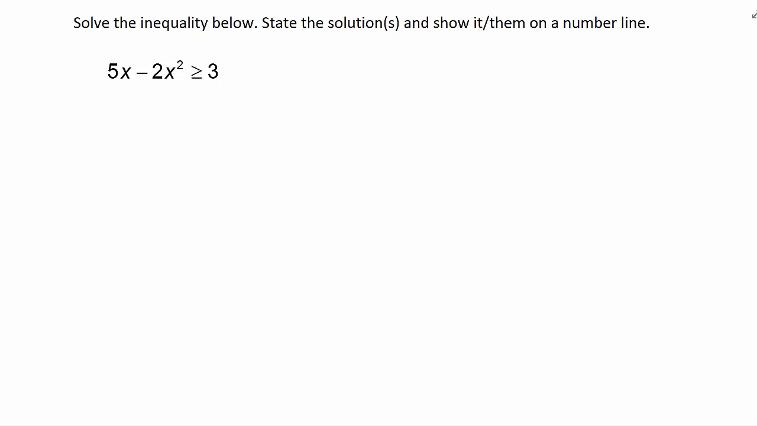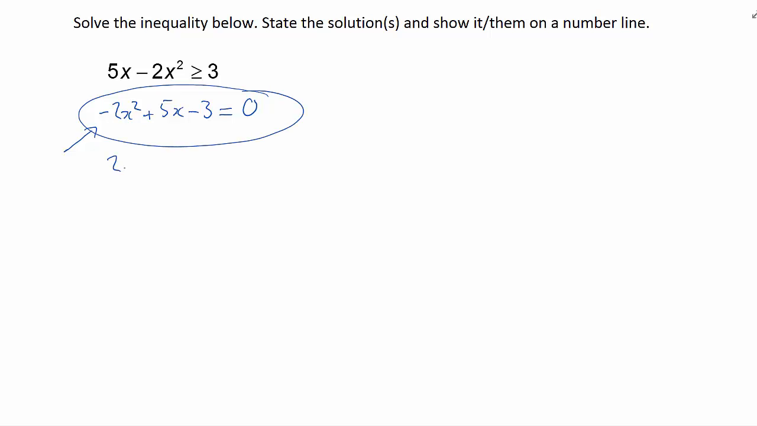So again, what I would do is just concern myself with the zeros first of all. So I would look at -2x squared plus 5x minus 3, and I'm just going to look for where this is equal to 0. Now I don't like that this starts with a negative, so I'm going to multiply everything in this equation by -1, which gives me 2x squared minus 5x plus 3 equal to 0. Now, I have to solve this quadratic equation.